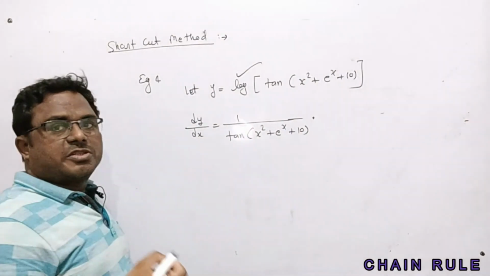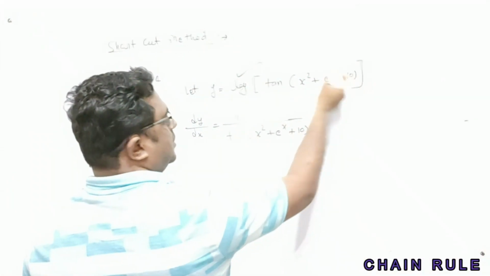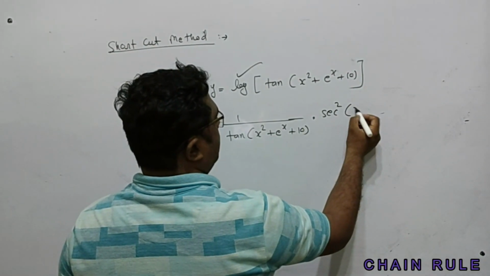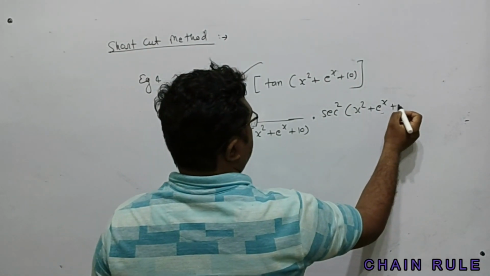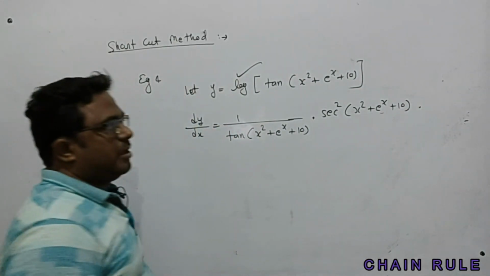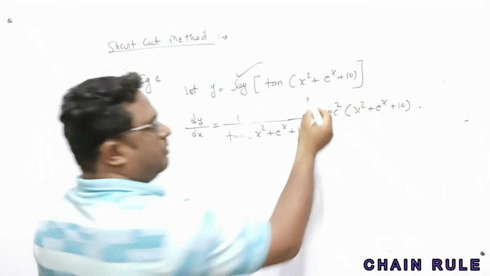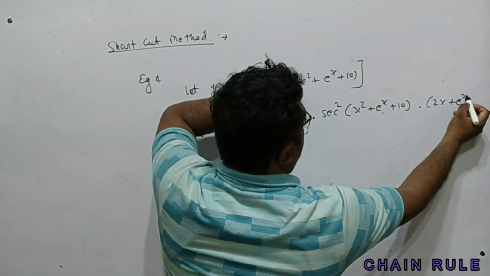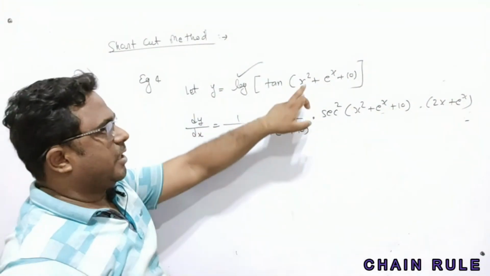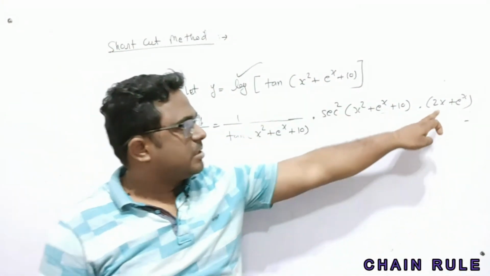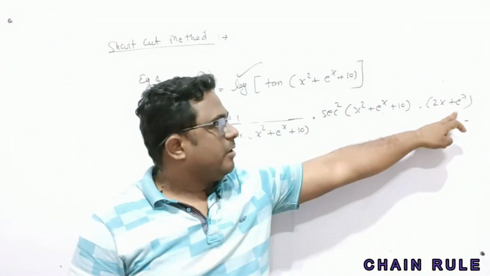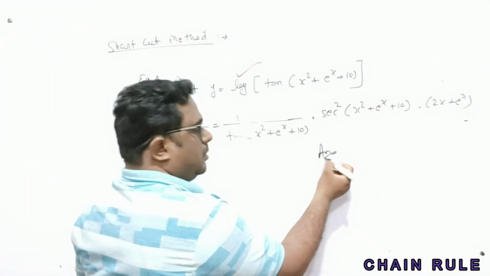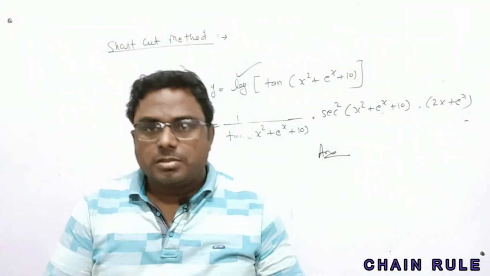Then do the derivative of the secondary function. The secondary function is this, and the derivative of tan is sec square. So sec square of x square plus e power x plus 10. And after that do the derivative of the third function. The third function is this, its derivative will be 2x plus e power x. The derivative of x square became 2x, e power x is the same e power x, and 10 was a constant, its derivative was 0. So I hope that you have understood the chain rule. Thank you.